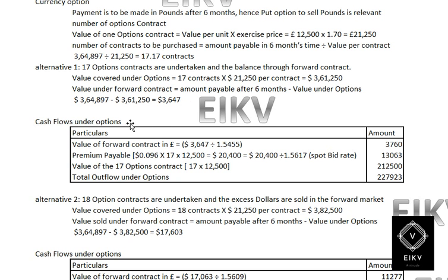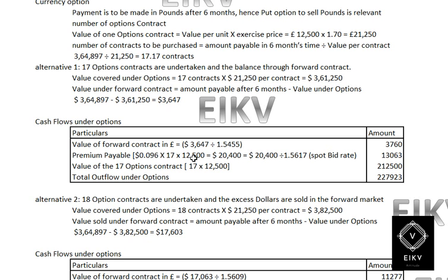$3,647. Now the cash flow under this option would be the value of the forward contract, 3,647 divided by 1.5455, which is the forward contract price. So which will give you 3,750.